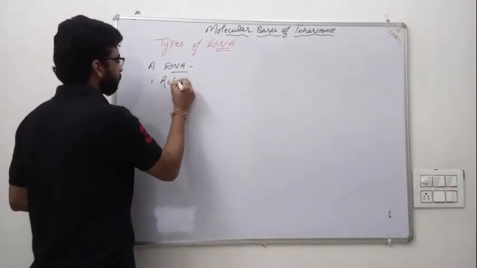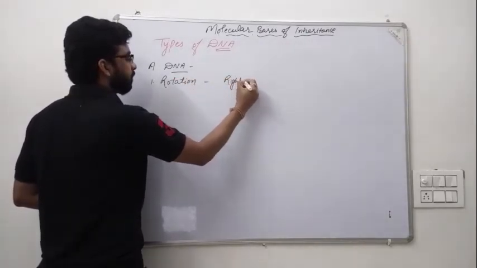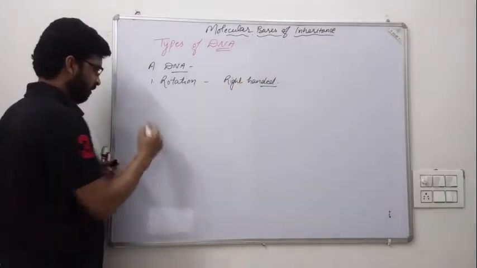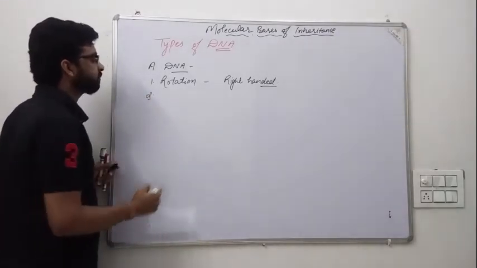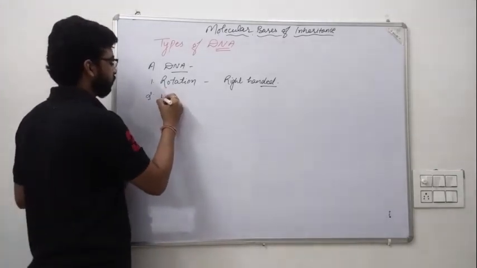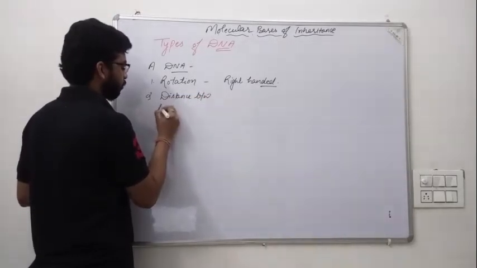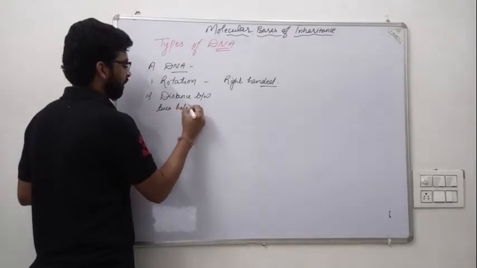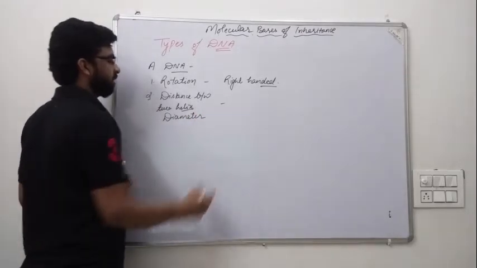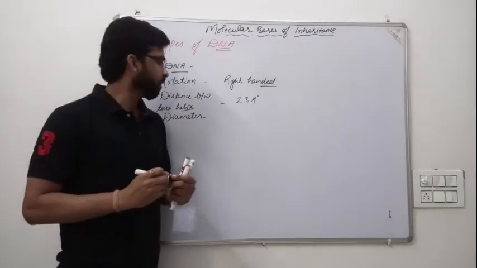Rotation: right-handed rotation. Second is the distance between two helix, means the diameter, which is 23 angstrom here.